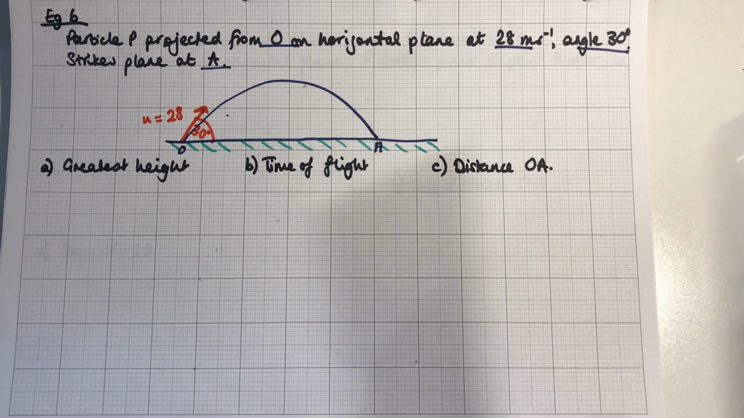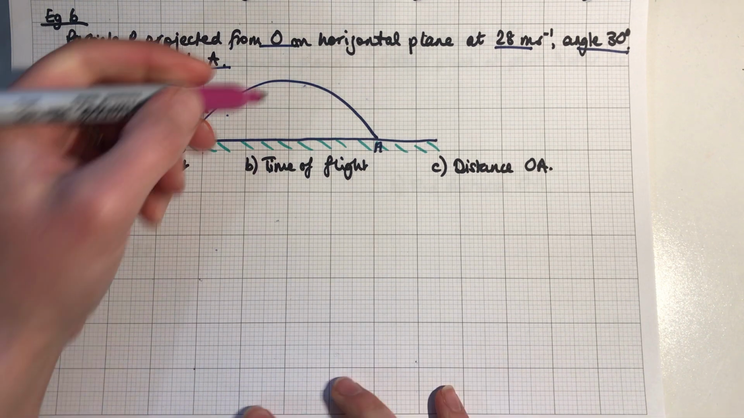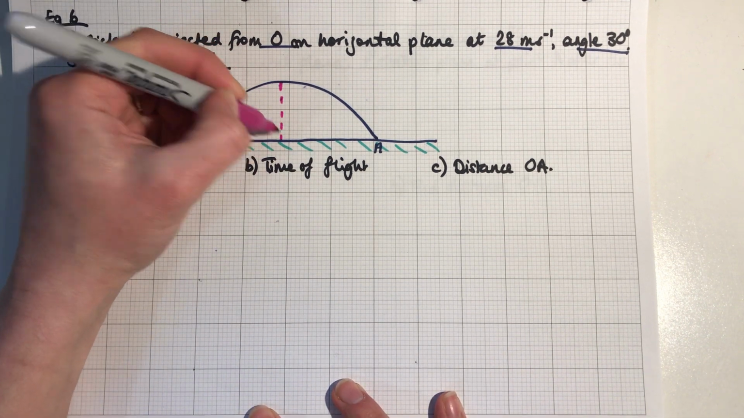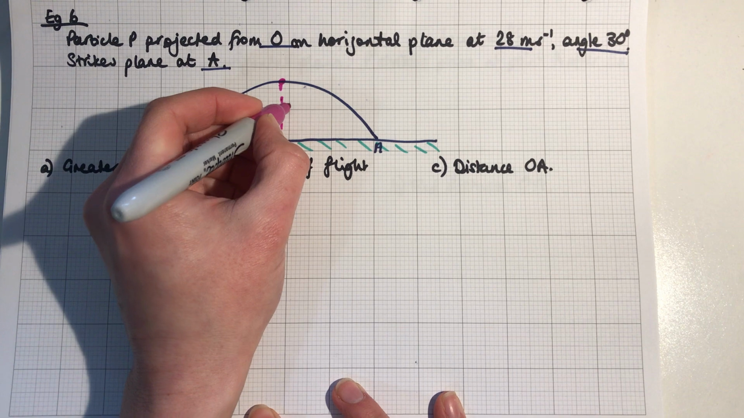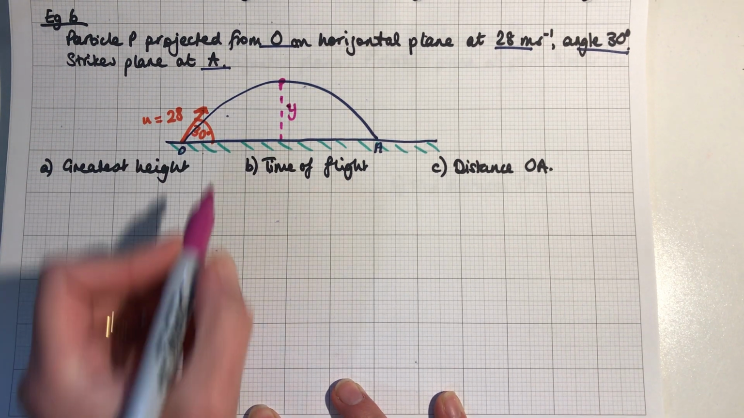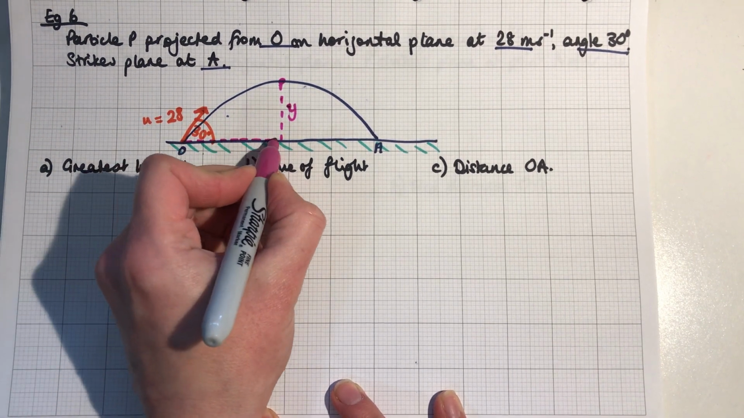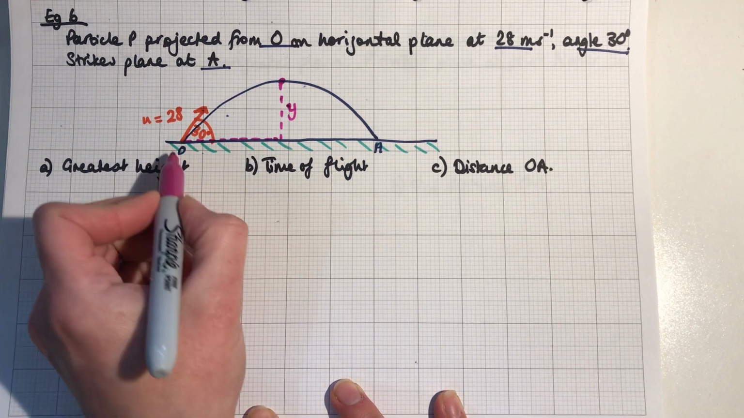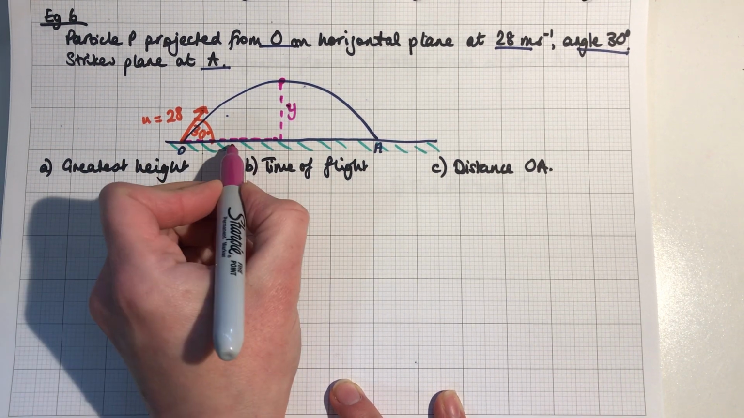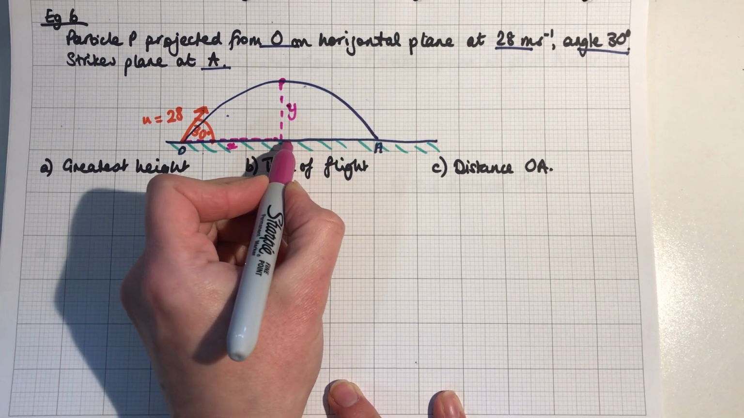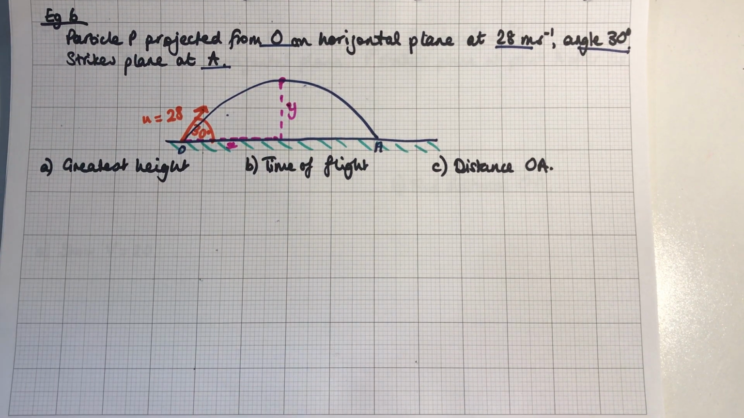So bearing all that in mind, we can go ahead and answer these parts of the question. The first one is asking us to find the greatest height reached above the plane. So it's asking us to find this height here. I'm going to call it Y. For that point here at greatest height, compared to O, we have a horizontal distance we'll call X and the vertical distance we'll call Y.